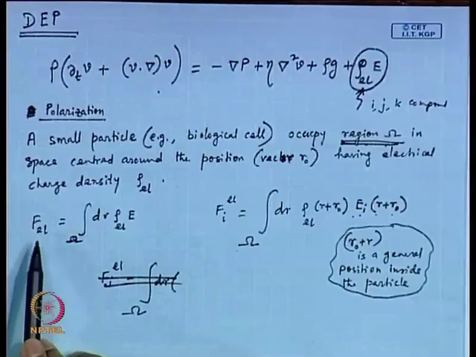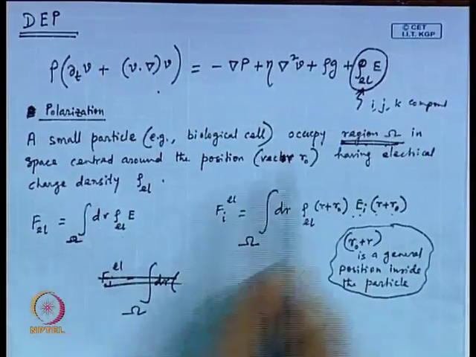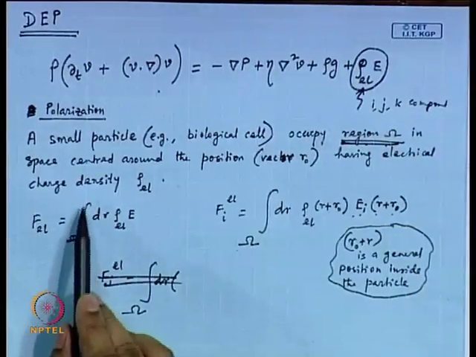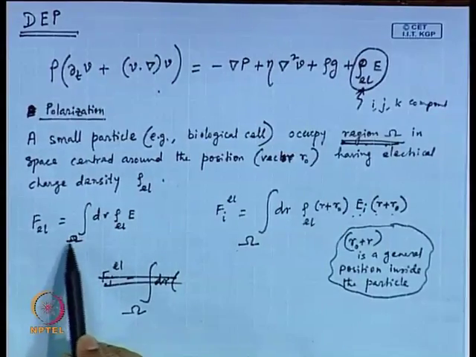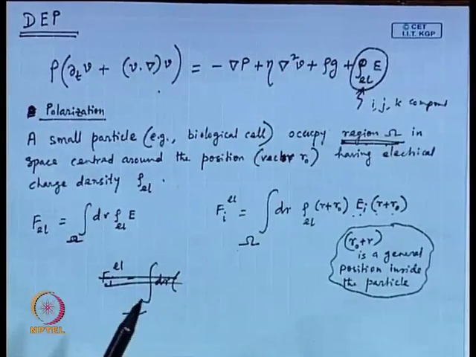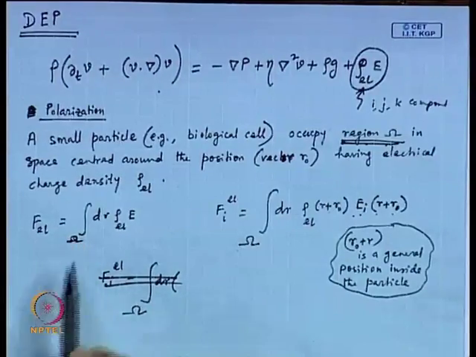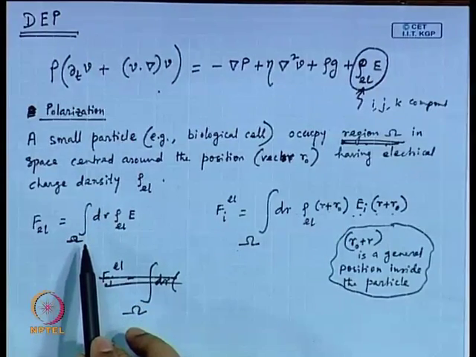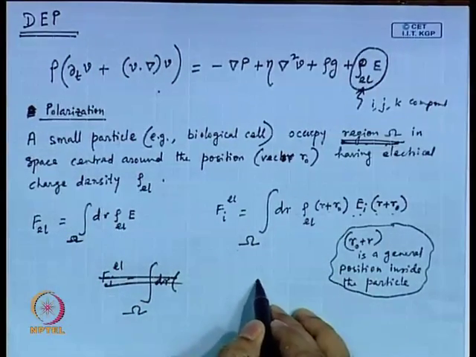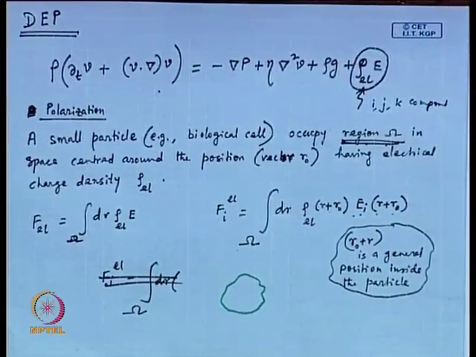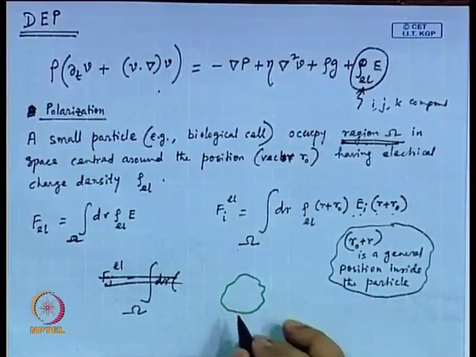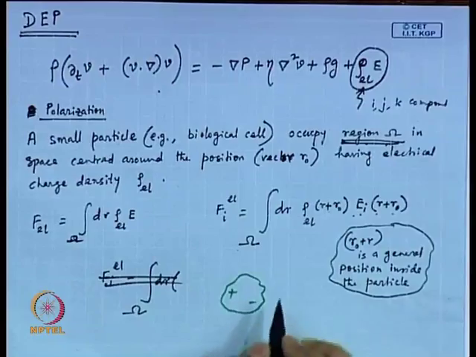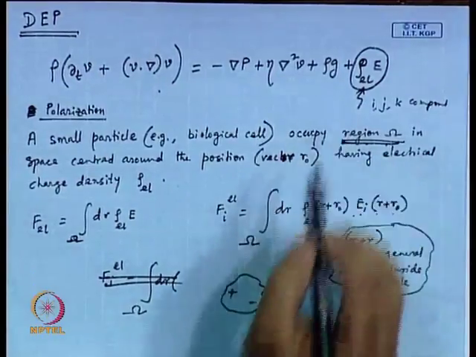So it will have a force, basically this body force term in the Navier-Stokes equation, which takes the shape F EL equal to the integration over omega of dr rho EL E. We are talking about a region omega, not just a point, and this quantity is integrated over the entire region. By that we mean we have a small particle, and in this particle we have charges present, plus and minus. If there is a net charge, then this would be reflected there.